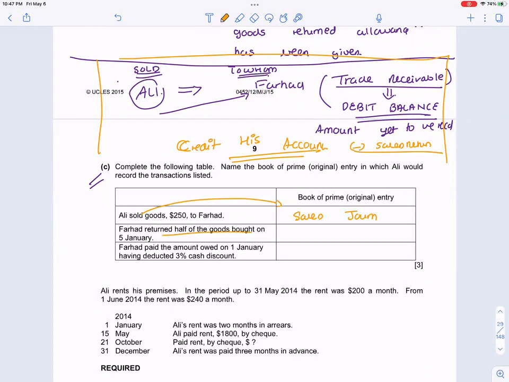Now they want the books of prime entry for whom? Ali. If they want it for Farhad, then it would be what? Purchase return. Okay, so for Ali, it would be sales return journal.